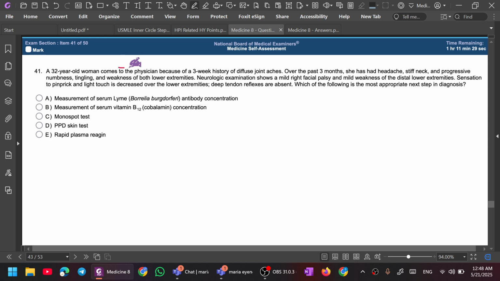A 32-year-old woman comes to the physician because of a 3 week history of joint aches. Over the past 3 months, she has had headaches, stiff neck, progressive numbness and tingling, and weakness of the lower extremity. Neurologic examination shows mild right facial palsy and mild weakness in the distal lower extremity. Sensation to pinprick and light touch is decreased over the lower extremity. Deep tendon reflexes are absent. Which of the following is the most appropriate next step in the diagnosis?